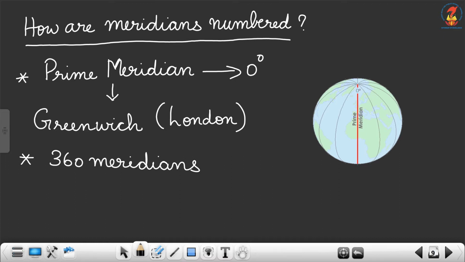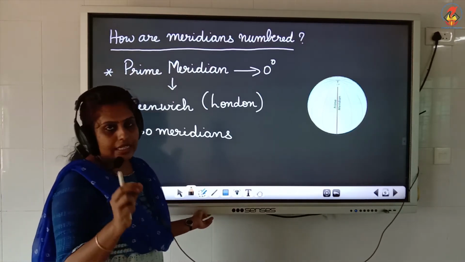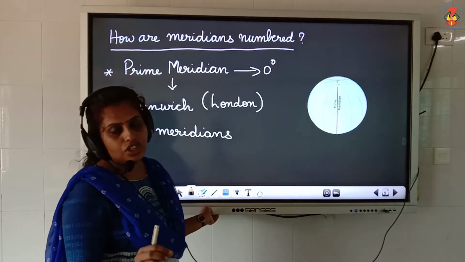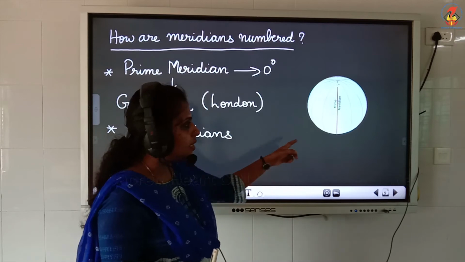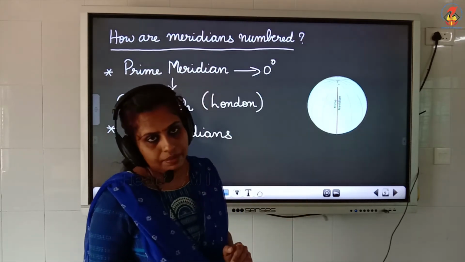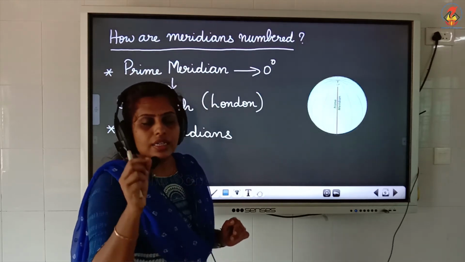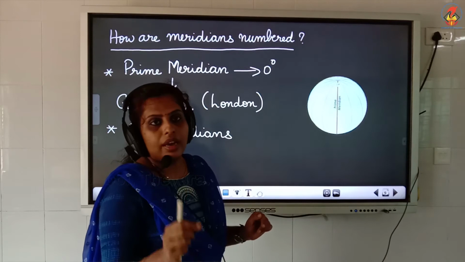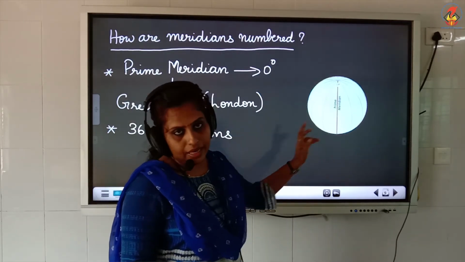Okay, and they have given the value of 0 degree. In 1884 the starting point of the meridian was fixed in Greenwich, and they numbered it as 0 degree and named it the prime meridian. Just as we started numbering the parallels from the equator, in meridians we start numbering from the prime meridian.